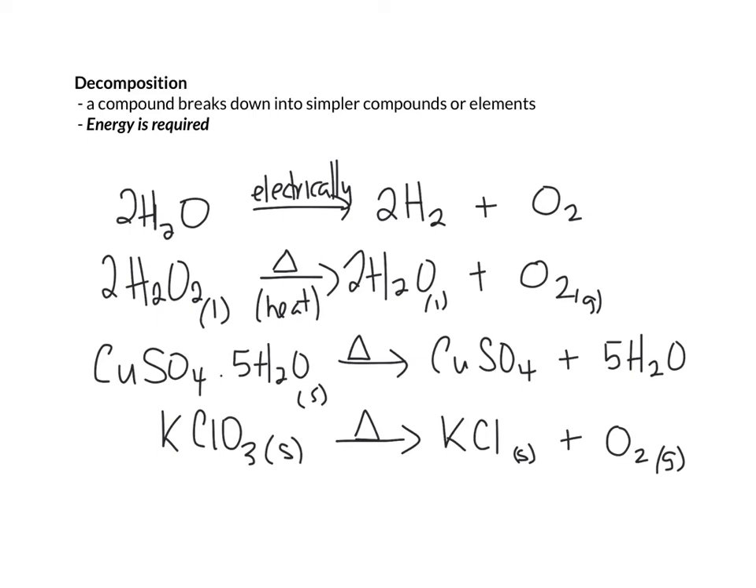So to balance this, we have an odd number of oxygens on this side and an even number on this side. So multiply your odd number by 2 to make it an even number. So now we have 6 oxygens on both sides. And there you go. Synthesis and decomposition. Synthesis makes a compound, a more complex compound, and decomposition breaks it down.